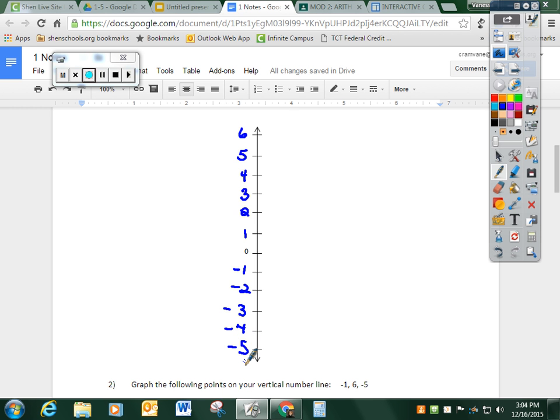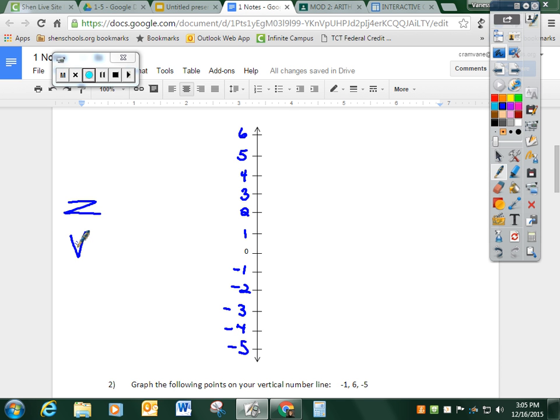I always tell horizontal from vertical this way. I had a great art teacher growing up. But horizontal has a Z in it, so that means it's going side to side. And vertical, the V is going up and down. So horizontal number lines are side to side, verticals are up and down. If that helps you, it helps me.